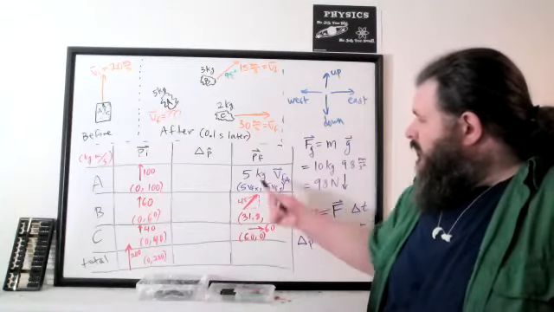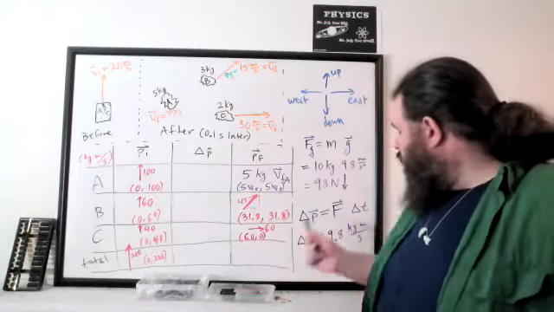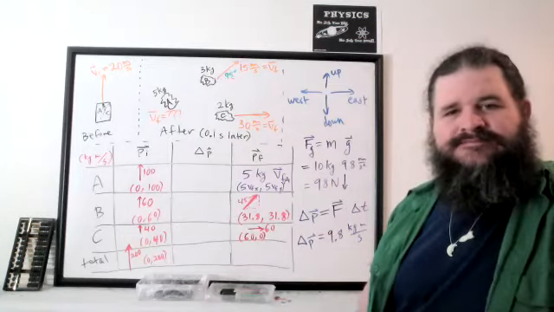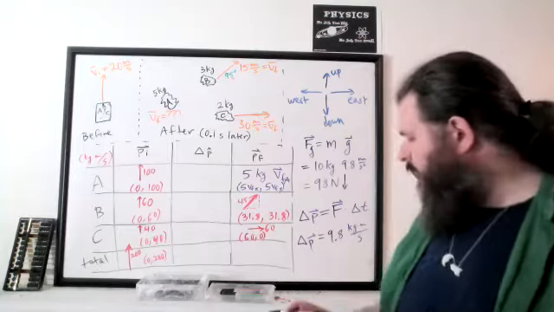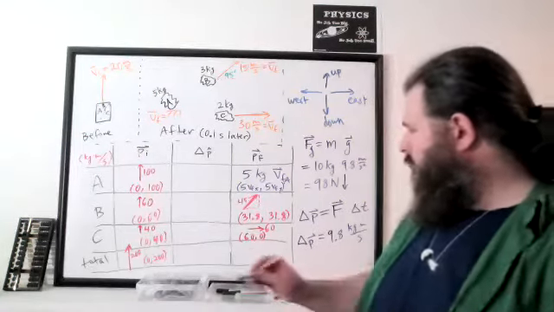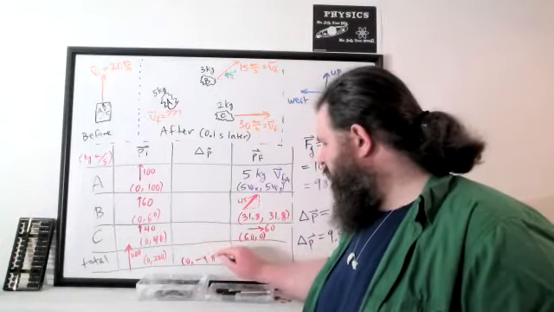In this case, though, we don't know the final velocity of object A, but we do know the change in momentum, 9.8, and that's 9.8 in which direction? Yeah, straight down. So we can write that as just 0, negative 9.8.